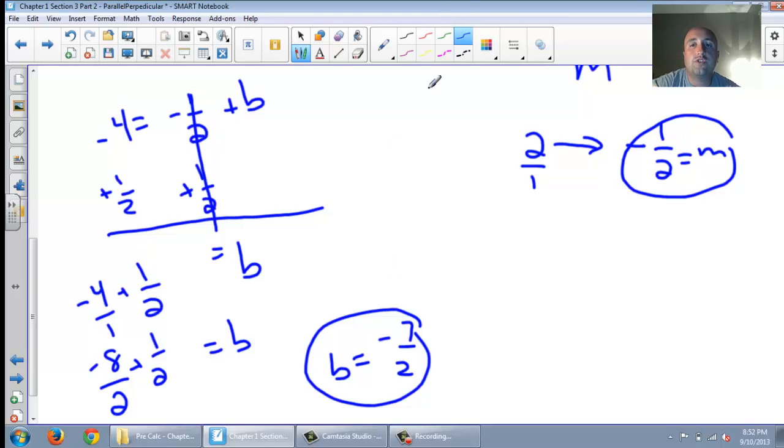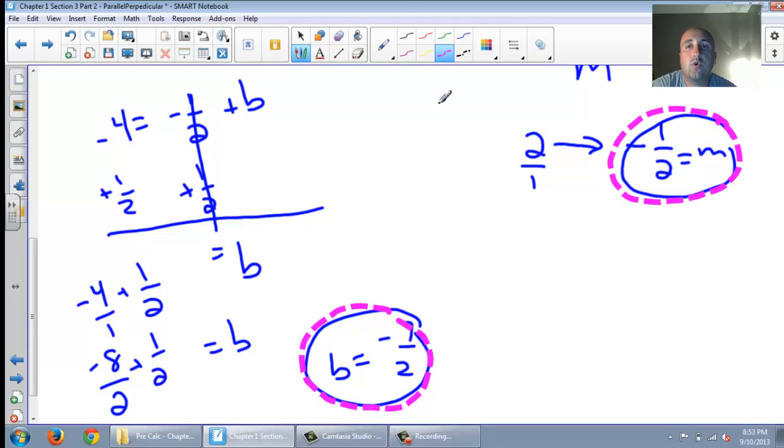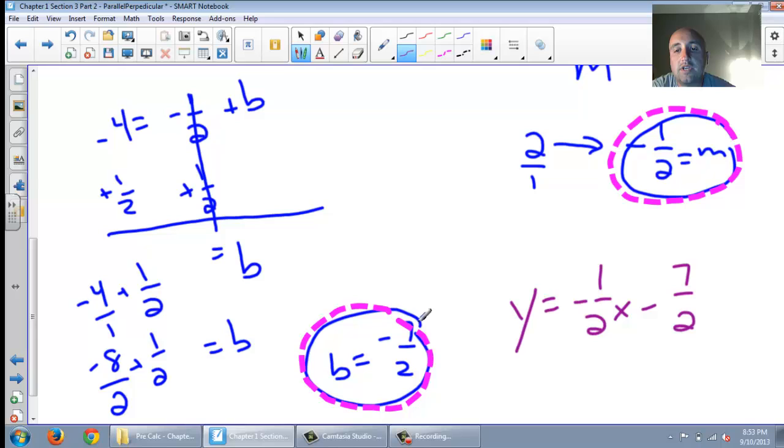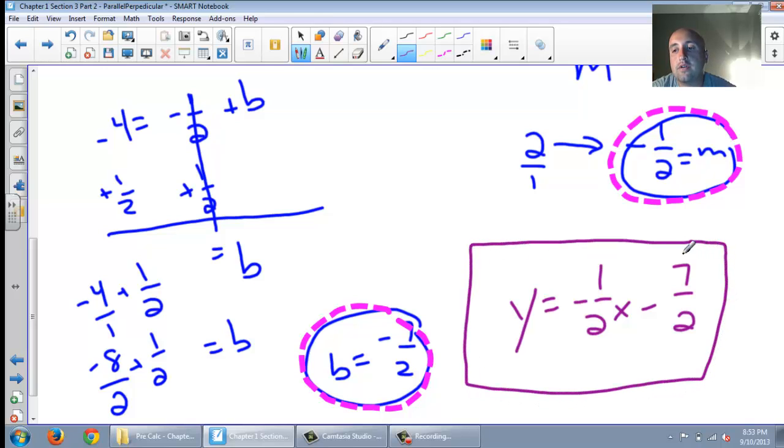So what do we have here? We have b, and we have our m. I should be able to write my equation, which will be y equals -1/2 x, because that's my slope, minus 7 over 2, because that is my b value that we calculated. So there you have it, there is our final answer. Very good.